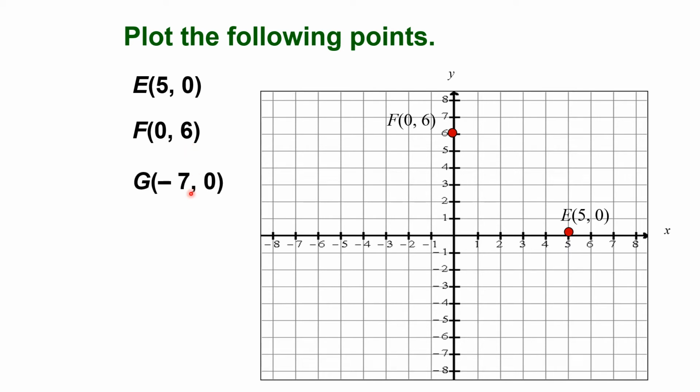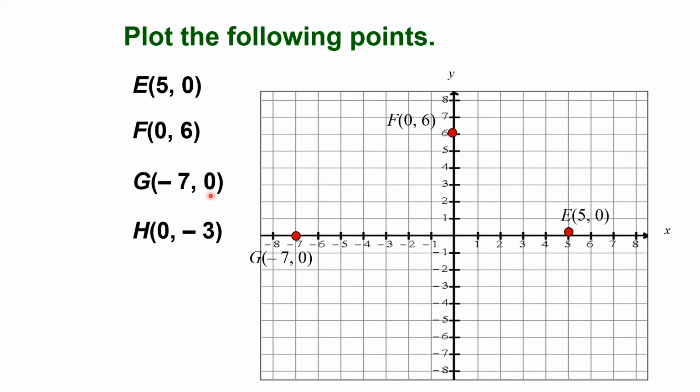How about G? Negative 7, 0. Again, start with your x. We start at the origin here. I need to have an x value of negative 7. So that means to the left 7. And then a y value of 0. So I'm just going to stop there at negative 7. I'm not going up or down. Let's do one more like that.